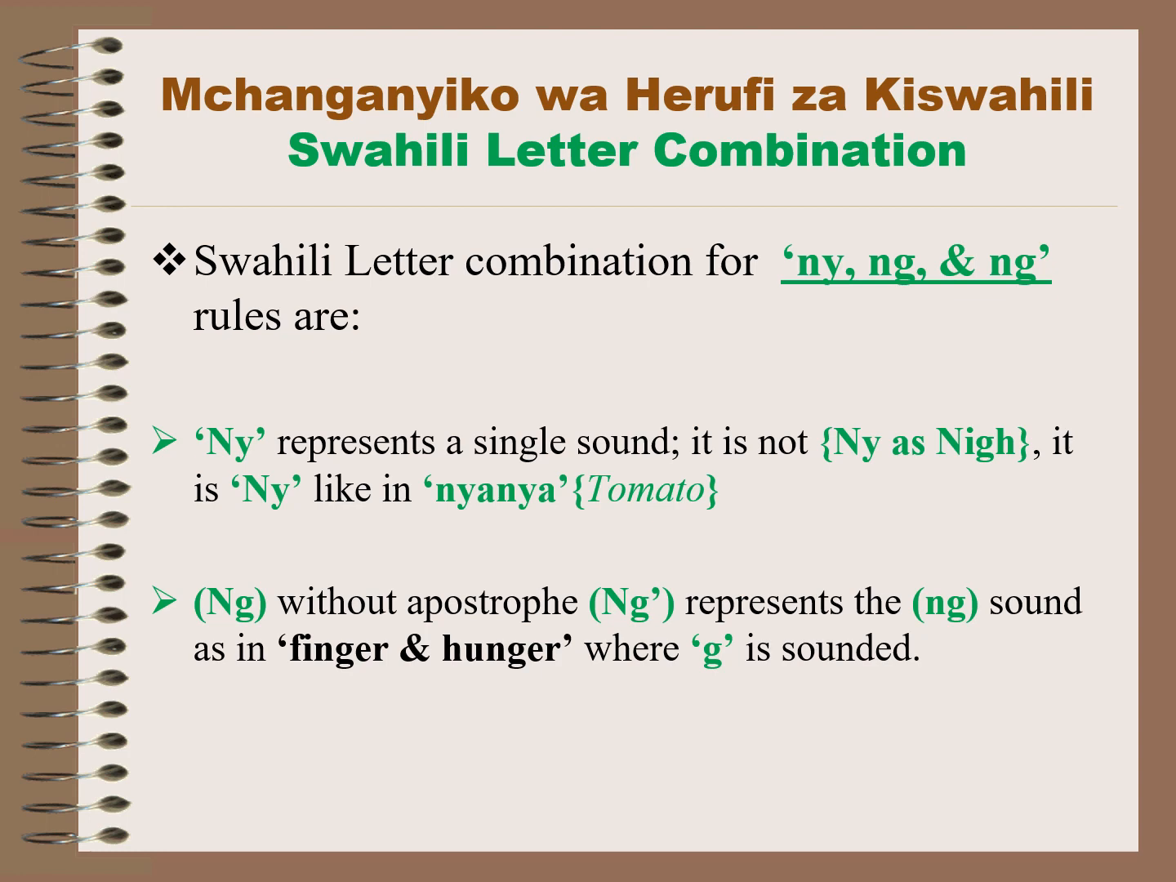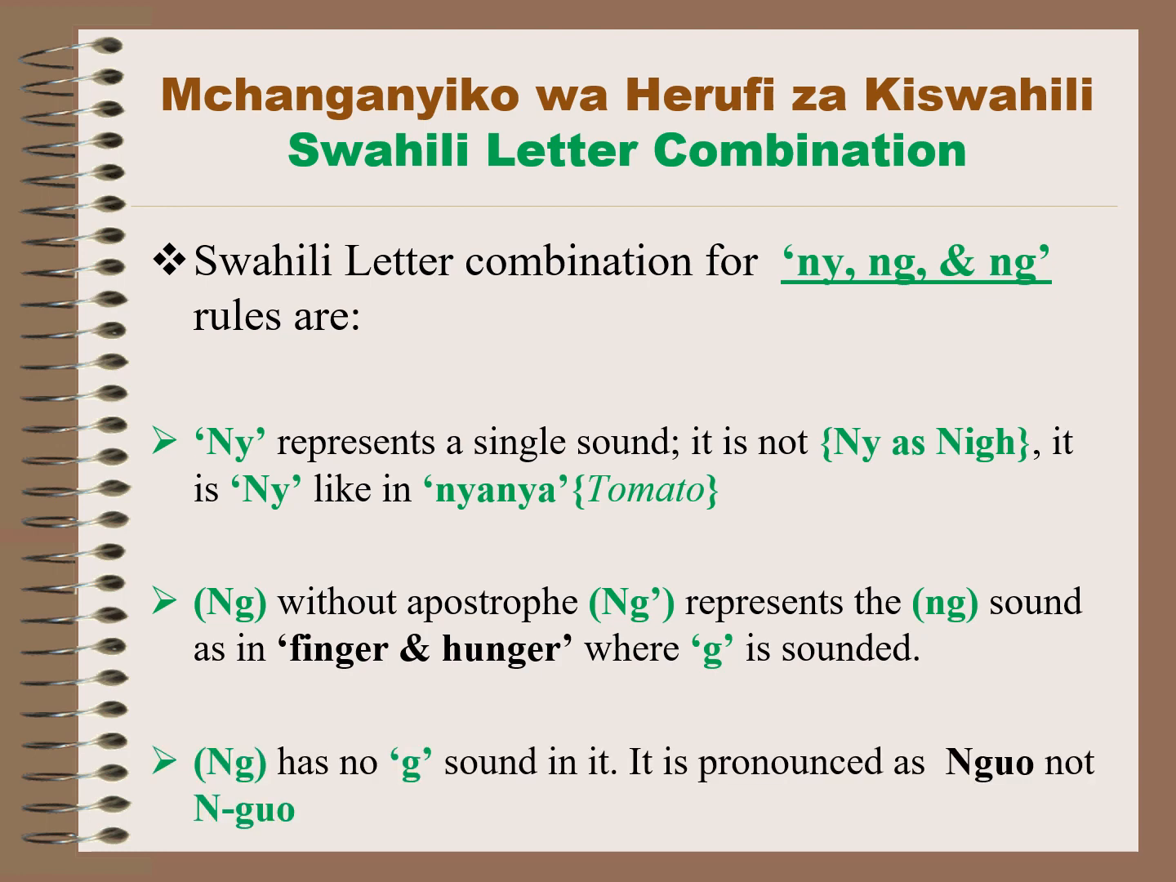Ng, without apostrophe, represents the ng sound as in finger and hanger, where G is sounded. Ng' has no G sound in it. It is pronounced as in ng'ombe, for example, and not with a G sound.